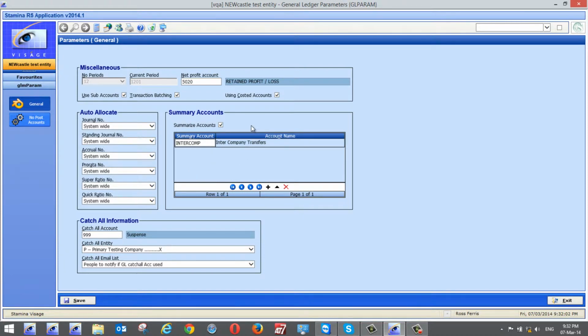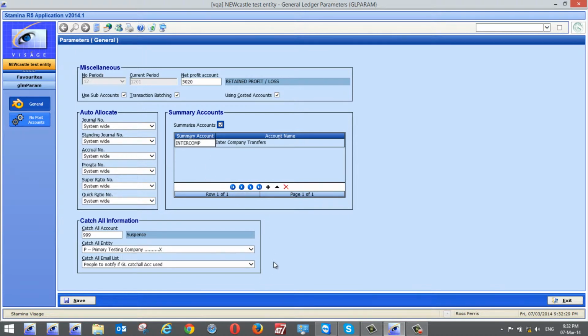If you did want to or need to show the transaction detail, it's just a case of coming to the parameters, turning off the checkbox, still leave the accounts set up in the table. If you do a trial balance now, then this intercompany transfer account would actually show full details. Once you've got the details and you don't want them again in the future, come back to parameters, check the box, and those details will be suppressed.